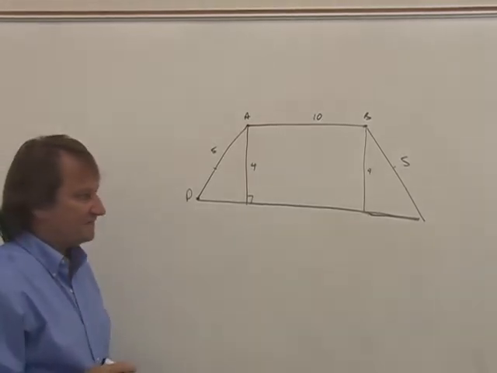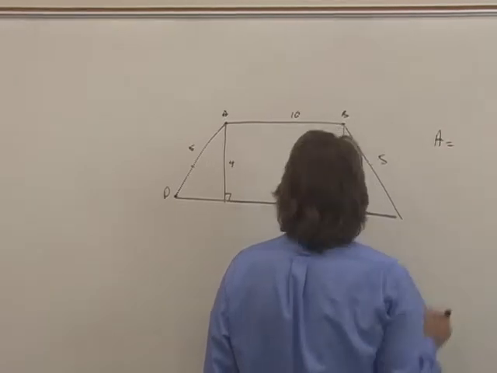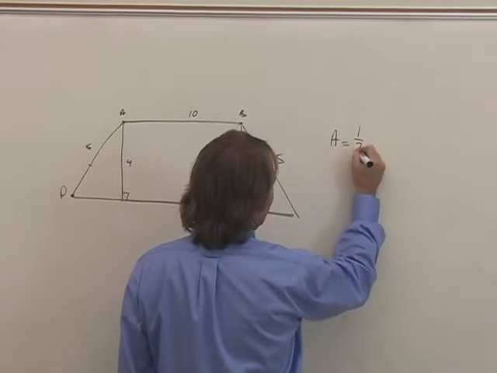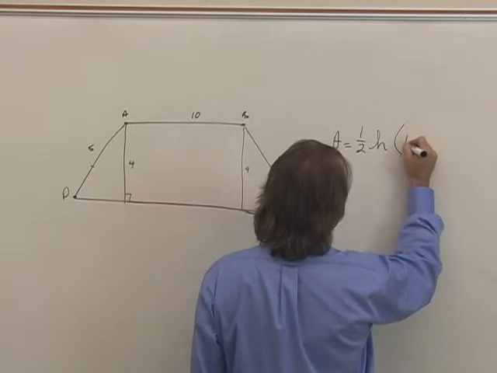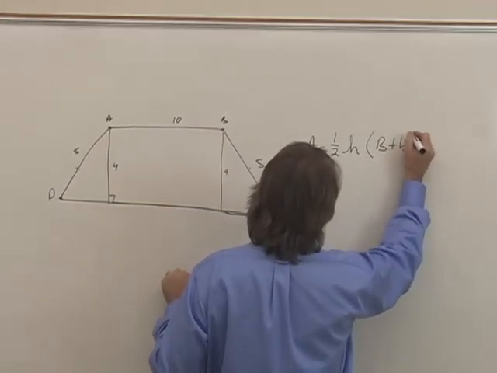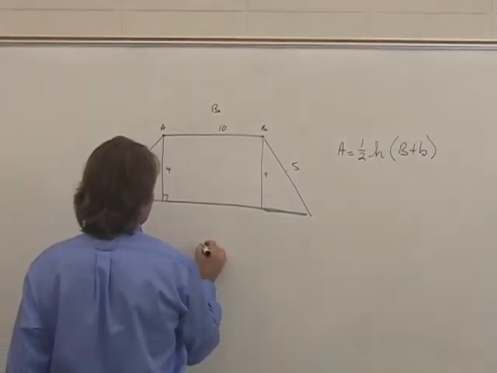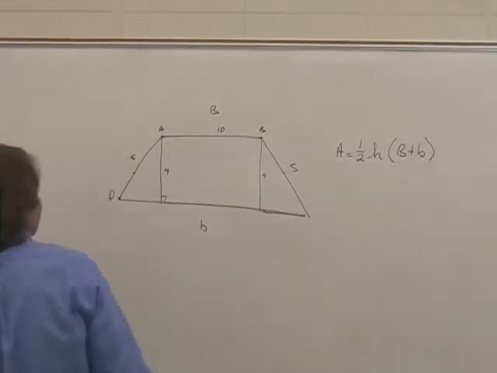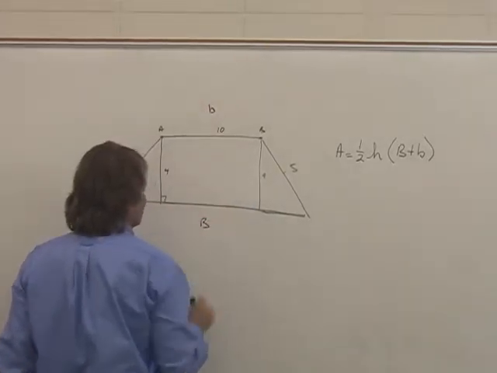We have some missing information. The area we're being asked to find is the area of the trapezoid, and we will use the formula: the area of a trapezoid is equal to 1/2 times its height times the quantity, the long side plus the short side. I'm sorry, other way around. We'll call this little b, and we'll call this large B.